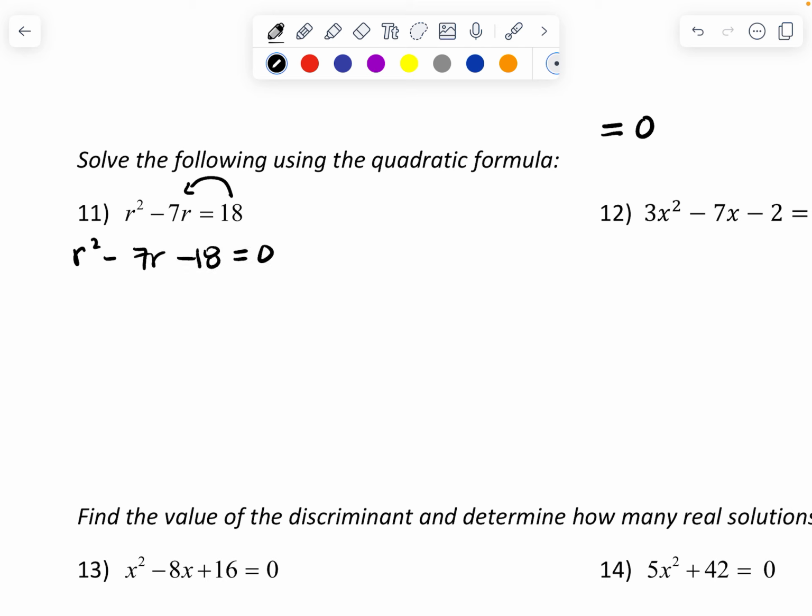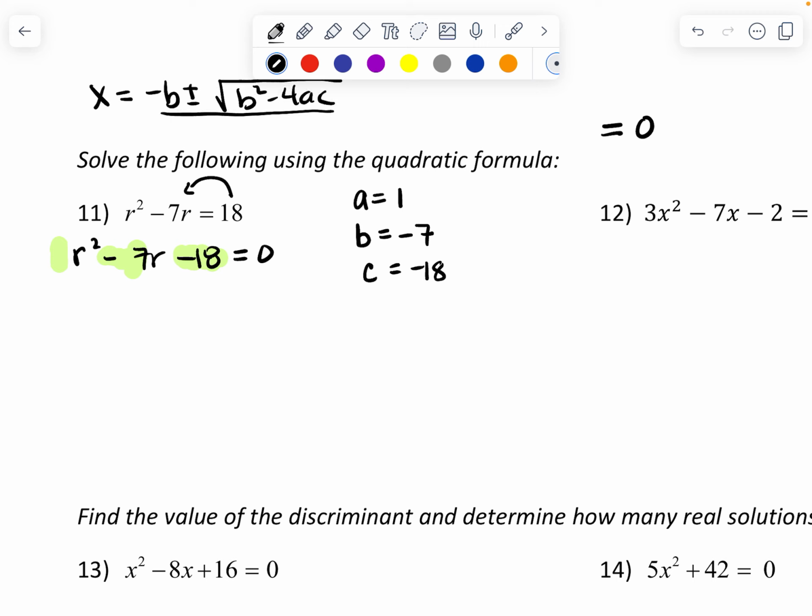Now, label what your a, b, and c are. So the a is the number in front of the r squared, which is just 1. The b is the number in front of the r, which is negative 7, and the c is just the constant, which is negative 18. So again, where did I get those from? A, b, c, okay? Now, how do I plug this in? Remember, the quadratic formula is the following. x equals negative b plus or minus the square root of b squared minus 4ac, all over 2a.